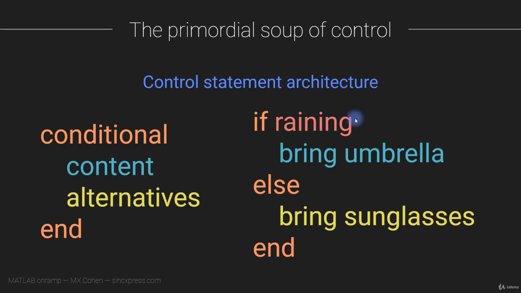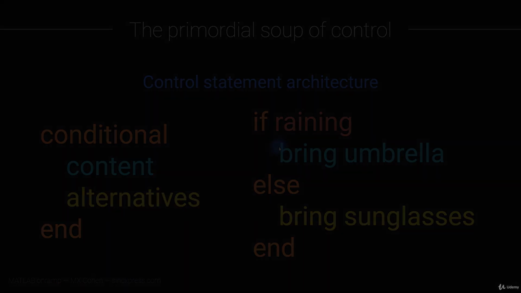So you can see here is the conditional. This is a Boolean, it returns true or false. This is the content, the code that gets run if this is true, and then we have alternatives here when this Boolean is false. Okay, so now let's switch to Matlab and we can check out some real examples of this kind of construct.